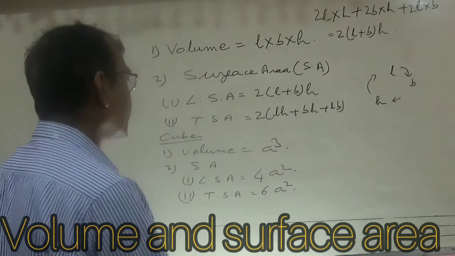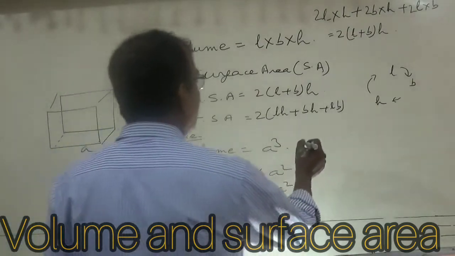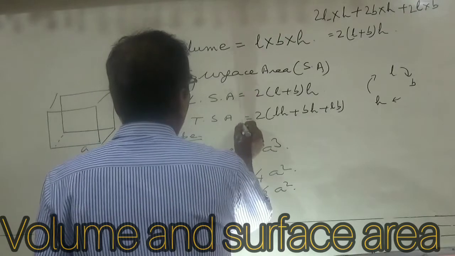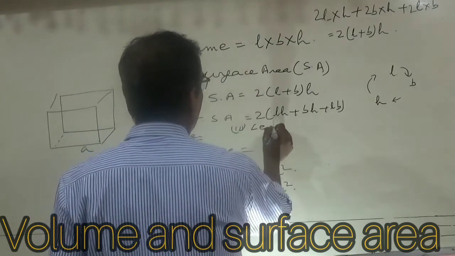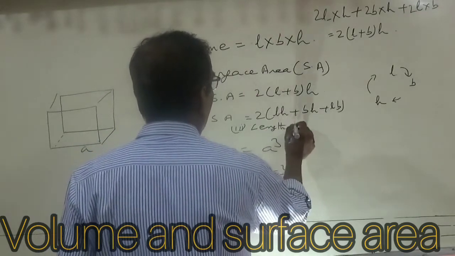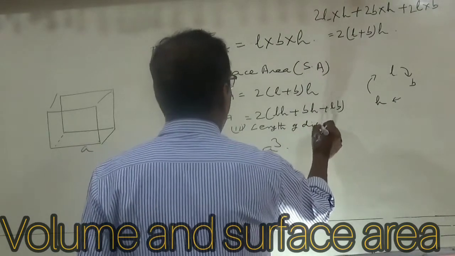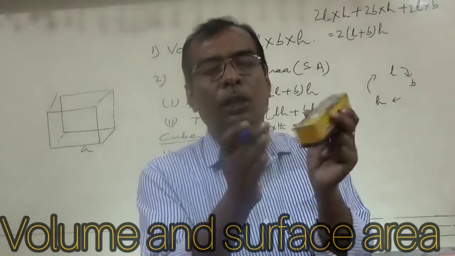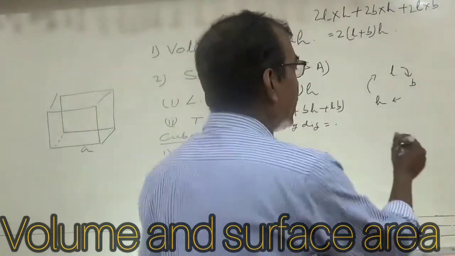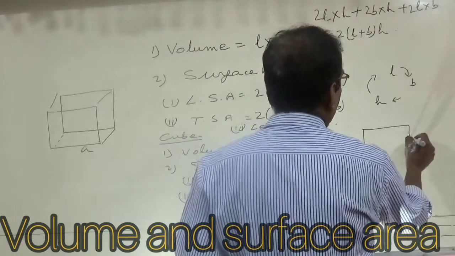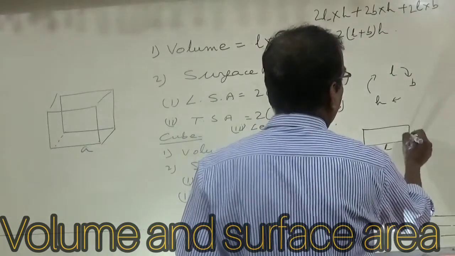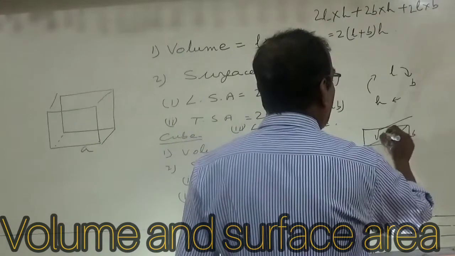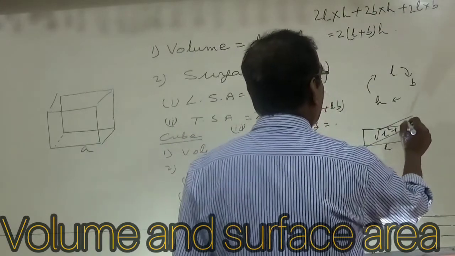Obviously one more thing I forgot to explain here, that is length of diagonals. Number 3, length of diagonals. How will you find length of diagonals? Length of diagonals means from this corner to this corner. In case of rectangle, suppose it is length and breadth, then what is the length of the diagonal? It is equal to under root of L square plus B square by using Pythagoras theorem.